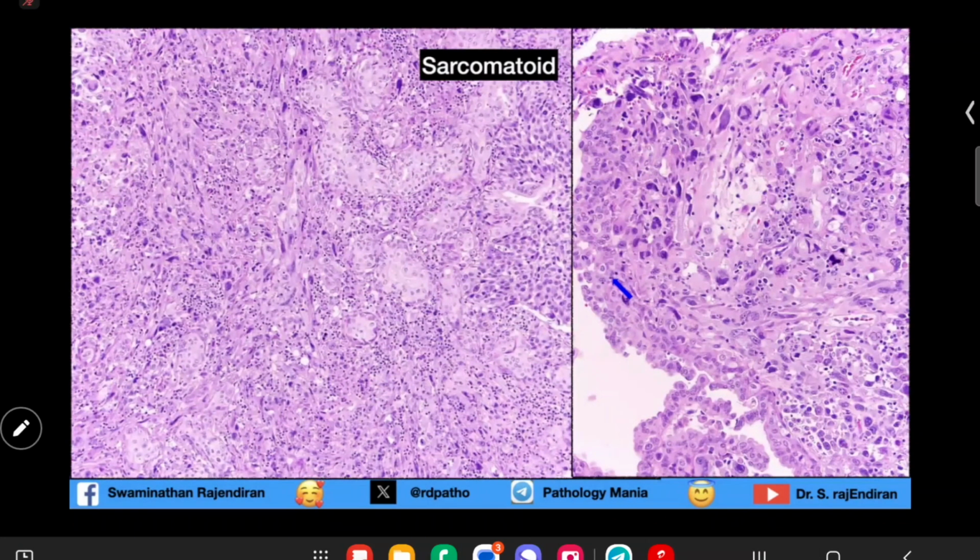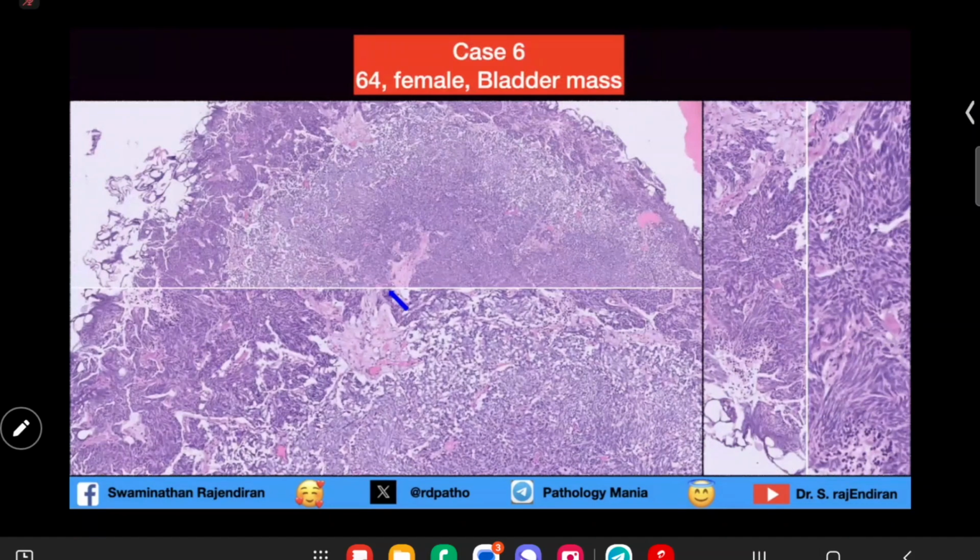And this is a sarcomatoid carcinoma. It's very difficult to tell this is carcinoma. This looks like sarcoma. But when you do markers, the epithelial components will be positive. So this is a sarcomatoid carcinoma. Those are all the subtypes of urothelial carcinoma you have to know.